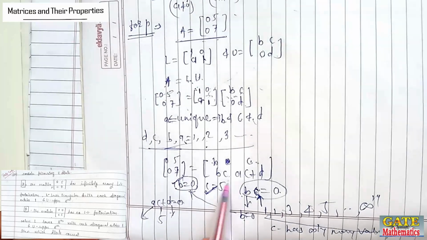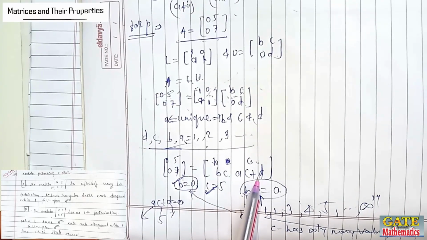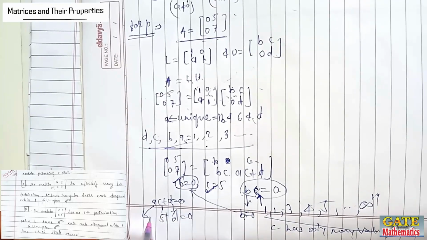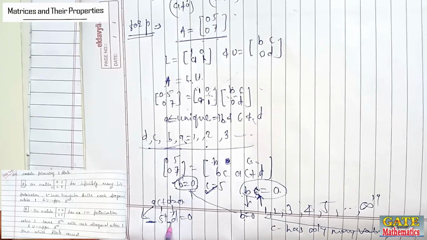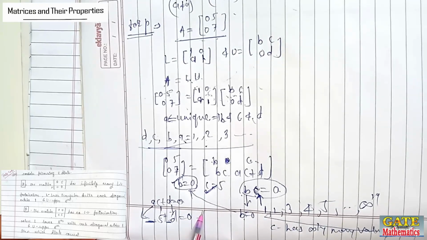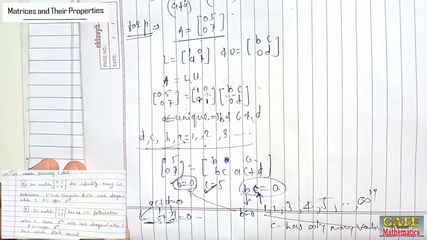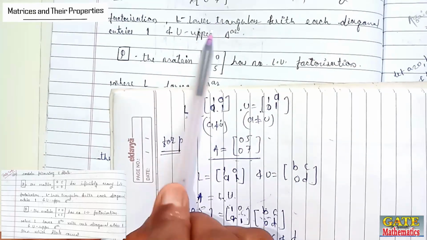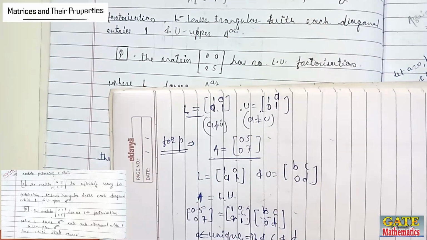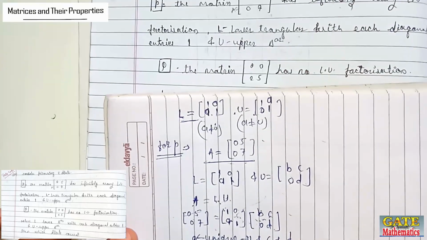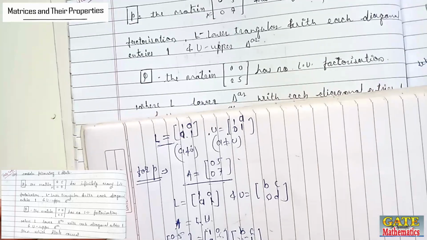Value for D, what is the value for D? Again, the value for D depends on this, which is equal to 0. So there are infinitely many choices that we can substitute over here, and we'll get their addition as 0. So our first option, which says that A has infinitely many LU factorizations, is true. It is absolutely true. I hope you all have understood.